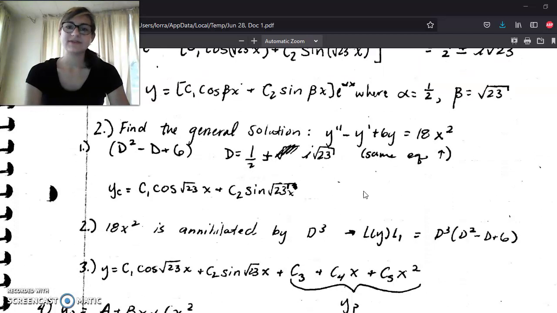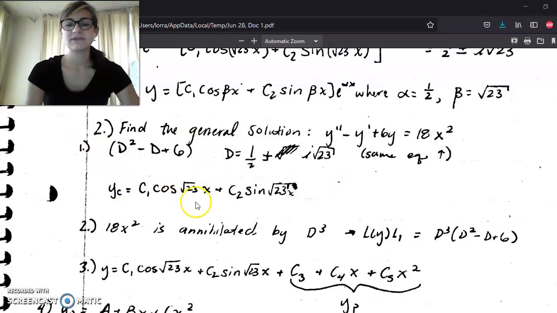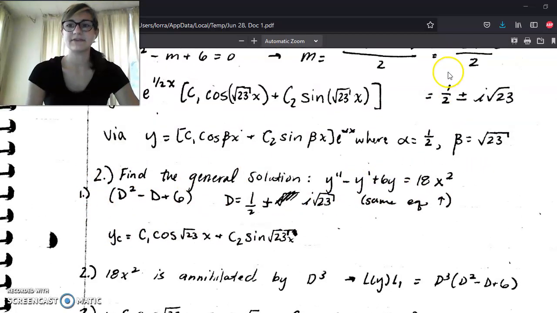The next problem was to find the general solution using the annihilator equations of y double prime minus y prime plus 6y is equal to 18x squared. So it's the same deal as above. You can't factor this equation, so you have to use the quadratic formula, and since it's the same as above, it's just the same work.